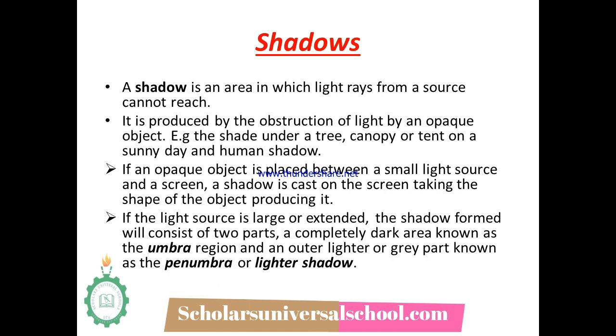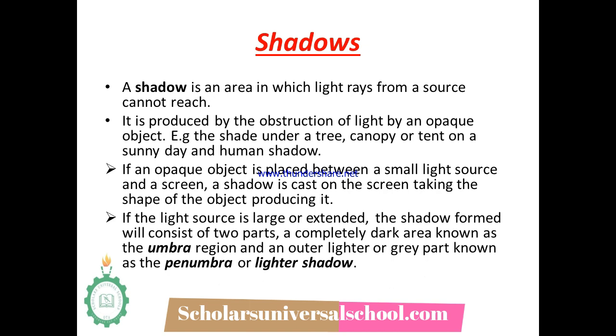Now, the shadow is produced by the obstruction of light by what? An opaque object. Remember, an opaque object is something that does not allow light to pass through it. So if you place an opaque object in front of a light source, it's going to obstruct it. It's not going to allow the light rays to pass through. An example of a shadow is the shade under a tree, canopy or tent on a sunny day, and the one that we all know, which is the human shadow.